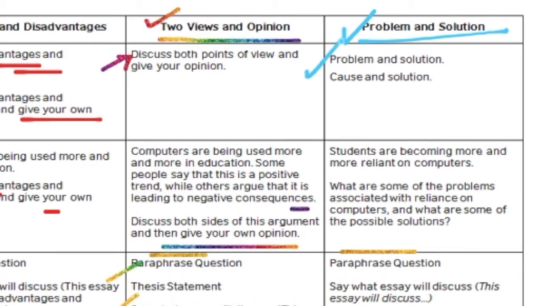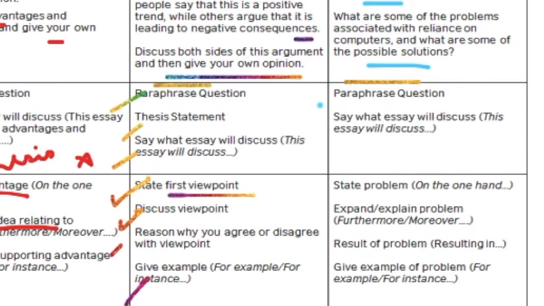Moving on to the problem solution essay. So what are the problems and what solutions? What are the causes of something and what solutions would you offer? Right? So the question can be: students are becoming more and more reliant on computers. What are some of the problems associated with reliance on computers and what are some of the possible solutions? So same thing, paraphrase the question and give the outline statement. So no thesis in this case as well. You have to give your opinion only if it is asked, otherwise no.